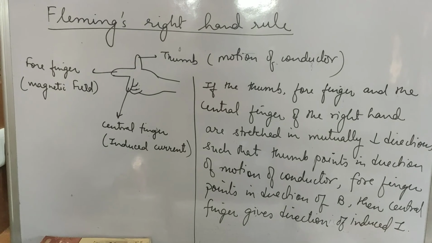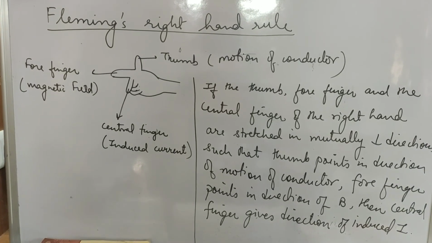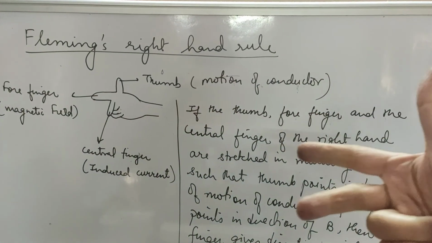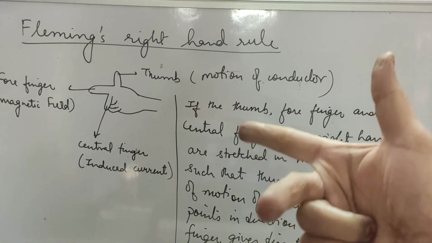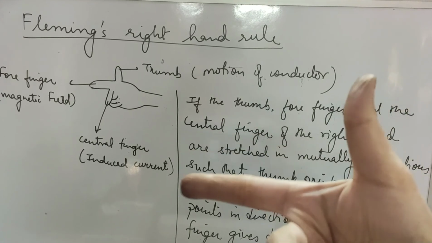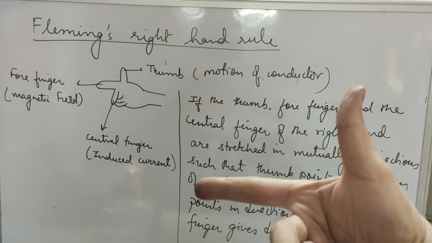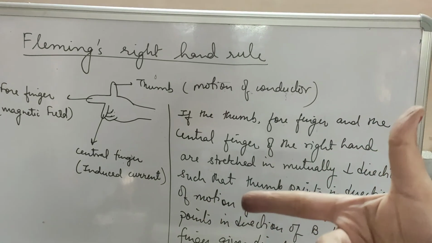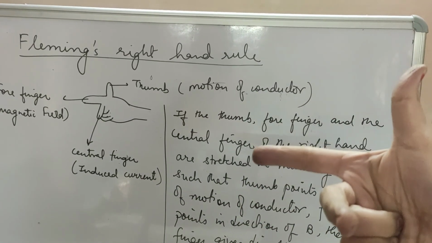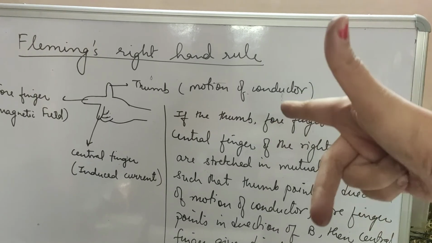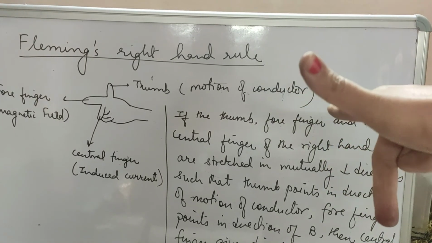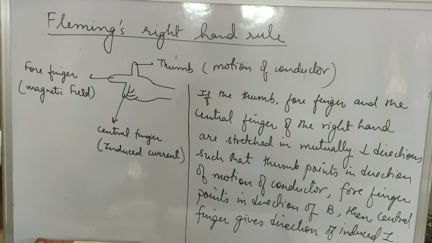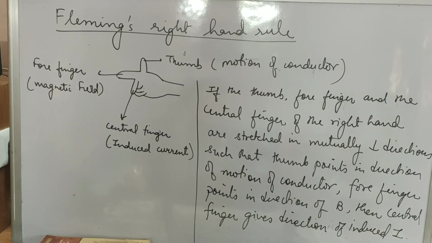Okay, so the direction of induced current is given by Fleming's left hand rule, which says that if the thumb, forefinger and the central finger of the right hand are stretched in mutually perpendicular directions such that the thumb points in the direction of motion of the conductor, the forefinger points in the direction of field, then the central finger will show the direction of induced current. Okay, so this is the rule which is used to give the direction of induced current in a coil.